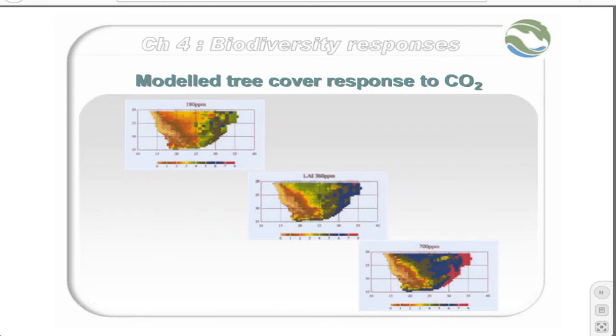This series of maps shows what we would expect for an index of tree cover, the leaf area index, which shows very low tree cover over the central part of southern Africa during the last glacial maximum on the top left, a strong increase in tree cover, and in the future, under 700 ppm, a level that is expected by 2100, a very considerable increase in tree growth. These are simulations run solely by changing CO2 without any changes in climate whatsoever, showing the very dominant effect of CO2 on vegetation structure.